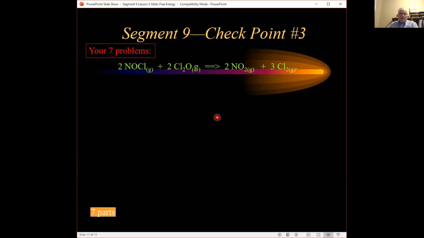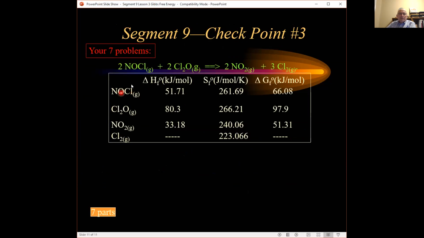Now there's a checkpoint on this. It's very much like the one we've done. It's a little more complex. You've got 4 reactants. They're all gas, and the products are all gaseous, so be a little careful. Here is the table of data for all of the substances involved in the reaction.